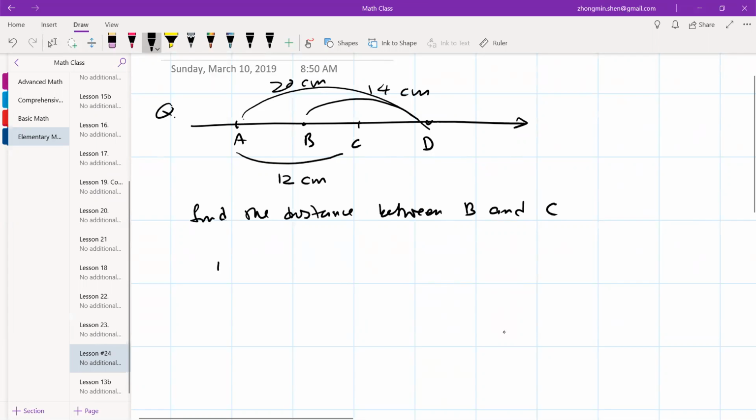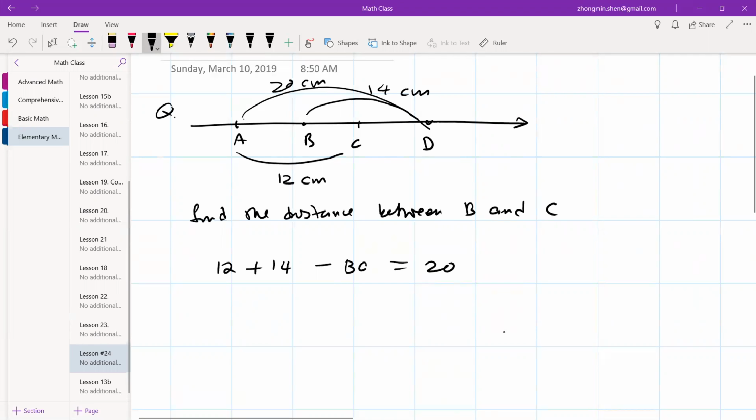Okay. So if you do 12 plus 14, then you add them together. But there's an overlap part. The overlap part is the distance between B and C. So 12, right, plus 14. What does that mean? You go from A to C, then from B to D, add them together, right? That's the overlap part. So if you subtract the overlap part, then you should get 20.